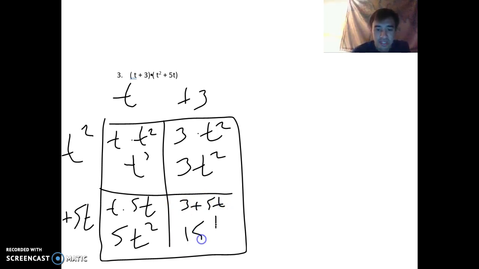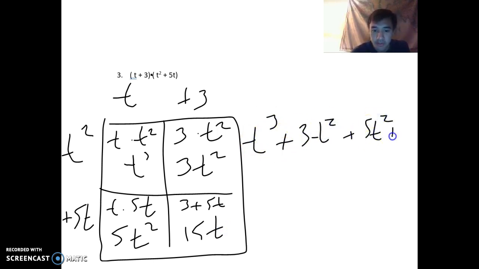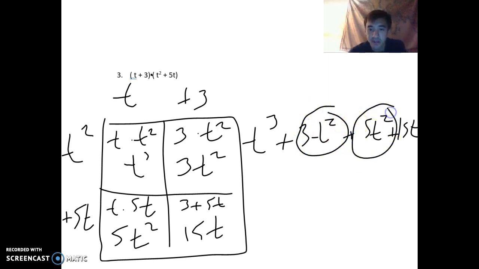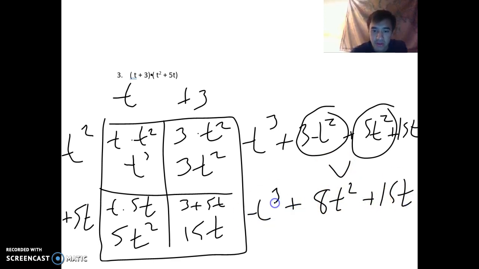This will be 3 times 5t. I'm left with 15t. Writing this out, I have t cubed plus 3t squared plus 5t squared plus 15t. When I combine like terms, I see this has a t squared, this has a t squared. It becomes 8t squared plus 15t plus t to the third.